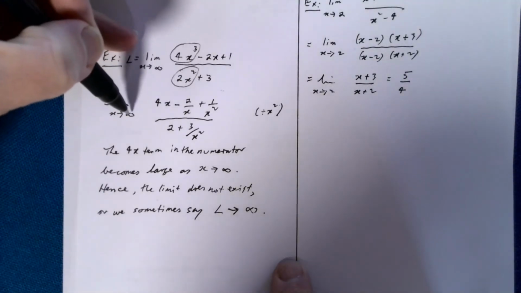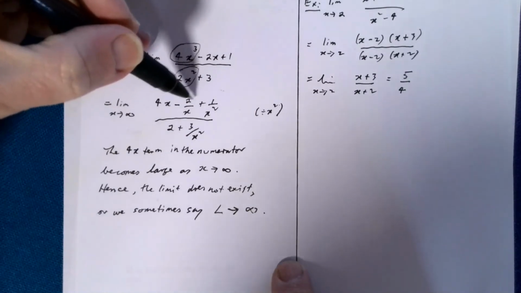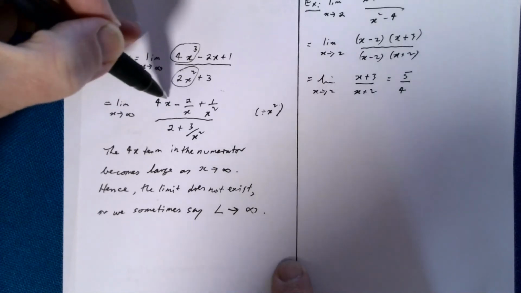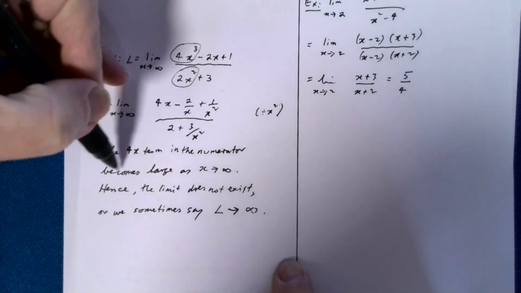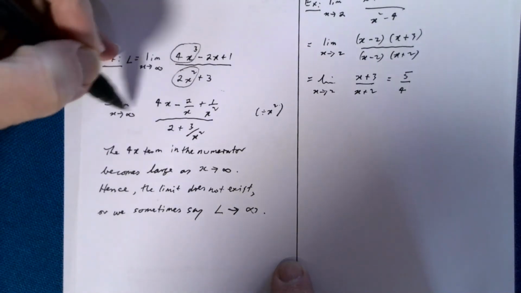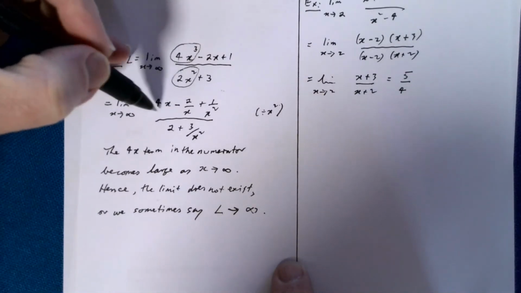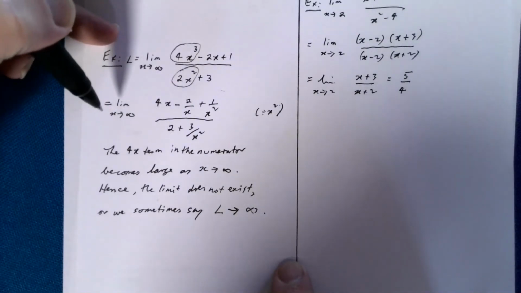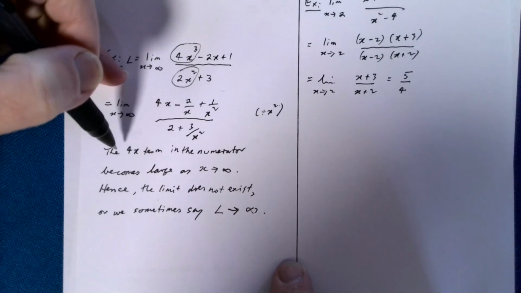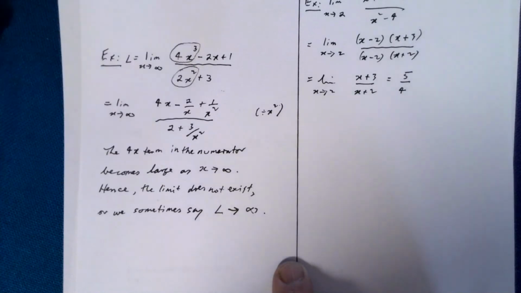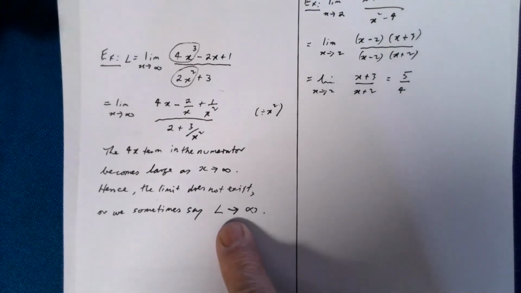Now if you look at these terms, as x becomes very big, this one's going to 0, this is going to 0, this is going to 0, this just stays at 2, but this term here, this 4x in the numerator, is becoming very large as x becomes very big. So we're getting a very large number on the top, and we've only got 2 on the bottom, and so the limit is just getting bigger and bigger. So the 4x term in the numerator becomes large as x becomes large, hence we say this limit does not exist, or we sometimes say that this limit, I've called it L, arrow infinity.